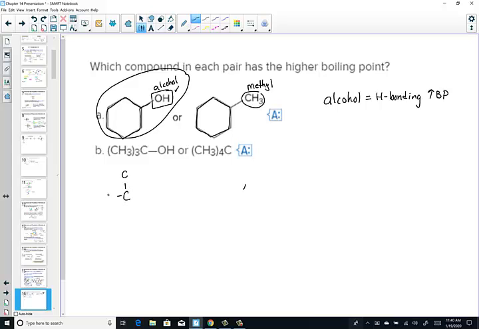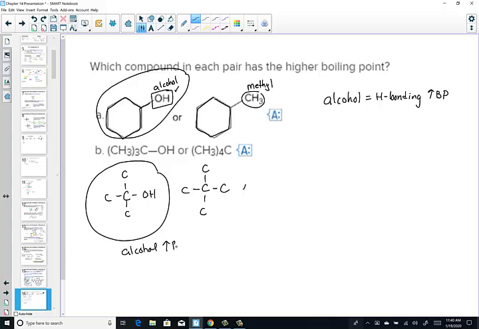Here's a carbon attached to a hydroxyl group. That's this structure. And then I have a carbon that's just simply attached to 4 other carbons. So those are the 2 structures here. And clearly we see the alcohol functional group will have a higher boiling point than its counterpart, the non-polar, boring hydrocarbon chain.